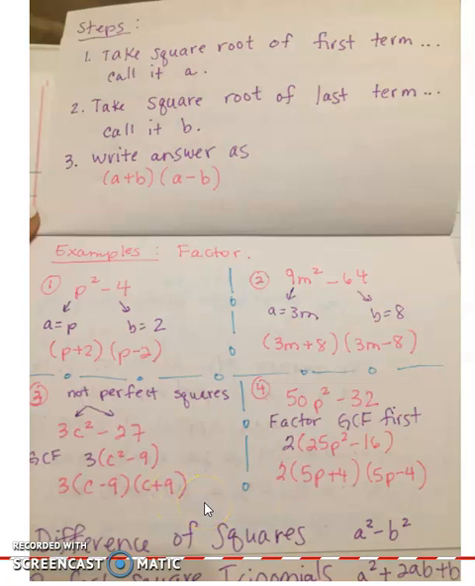Fix that for me. And then finally the last one, number 4. We've got 50p squared minus 32. Same thing is true again. 50p squared and 32 are not perfect squares. So what I'm going to do is factor out a GCF because they do both have 2 in common. When I do that, I've got 2 parentheses 25p squared minus 16 in parentheses. Now, 25p squared is a perfect square, and so is 16. There's a subtraction in between, so this is a difference of squares. My a is going to be 5p. My b is going to be 4. So when I write out my whole answer, it's going to be 2 parentheses 5p plus 4, 5p minus 4.